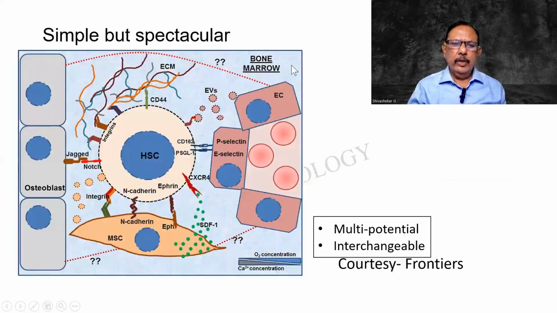Simple but spectacular. Here I am finding the hematopoietic stem cell, and here there is the osteoblast, the fibroblast, and the epithelial precursors. So any of these can turn into a hematopoietic stem cell or vice versa. In one of my classes, I have taken on metaplastic changes in the stem cell. So kindly go through that one. So it has got multiple potential interchangeable frontiers. A very fantastic diagram.